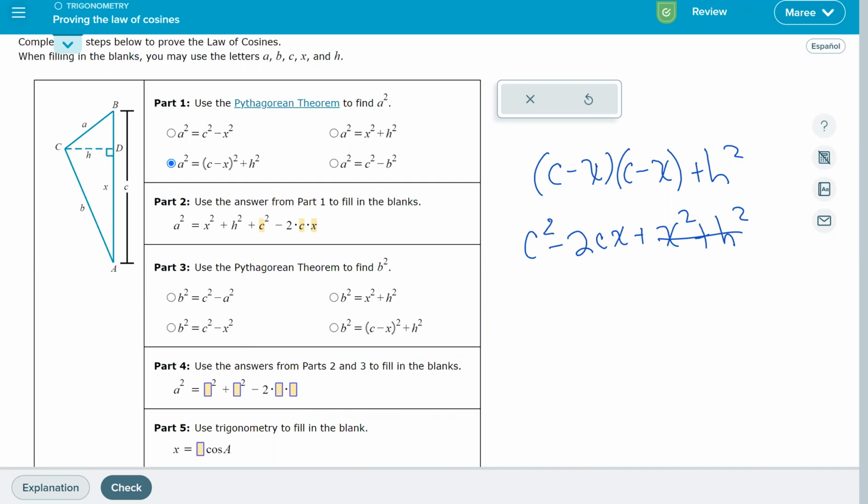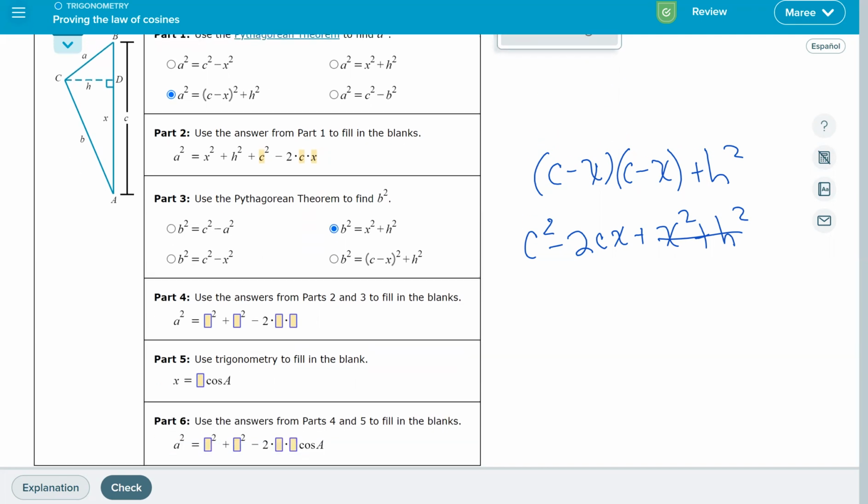Now we're ready to use the Pythagorean theorem to find b squared. We look for b squared, which looks like one of the legs. So can we do x squared? No, that could be a hypotenuse if you use x and h as the legs. So it's x squared plus h squared. So that one. There we go.